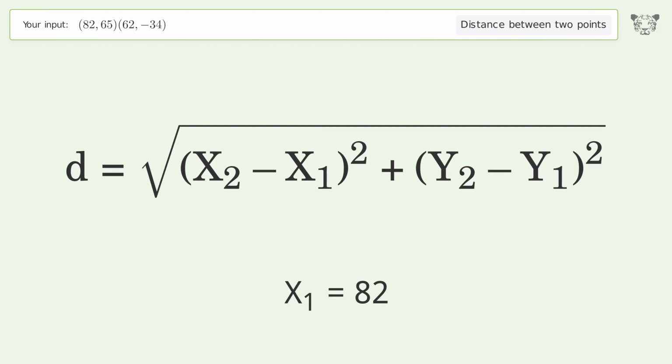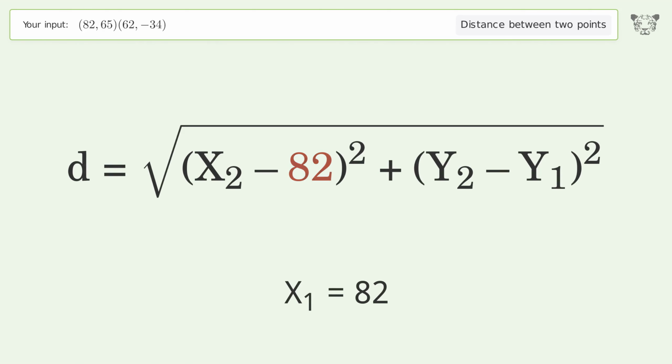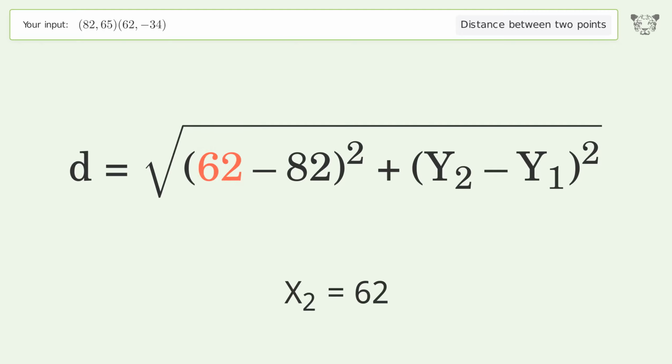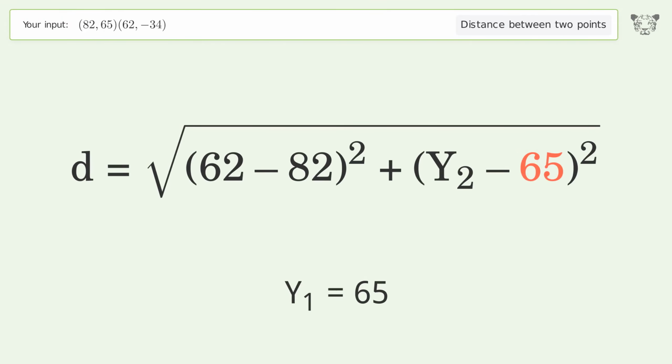x1 equals 82. x2 equals 62. y1 equals 65. y2 equals negative 34.